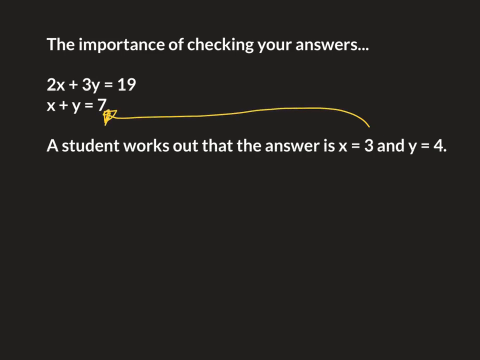I might go, oh yeah, great, definitely, because 3 add 4 equals 7. Brilliant. However, if I put them back into this, well, 2 times 3 is 6, and 3 times 4 is 12. That equals 18 and not 19, so it doesn't work. Straight away there, I would know I've done something wrong. I need to go back, look at my working out. What have I done wrong? Fix those mistakes, and then I can check the answers and hopefully get it right the next time. But it's far more likely that we get our answers correct if we get into the habit of checking them as we go.